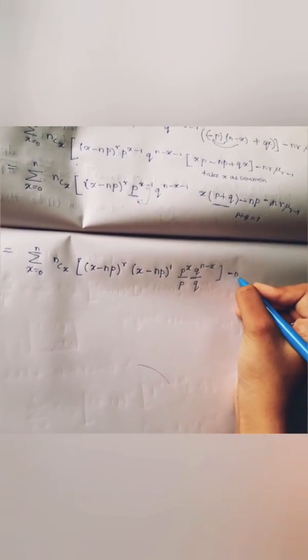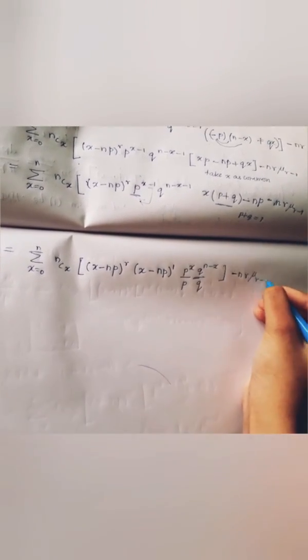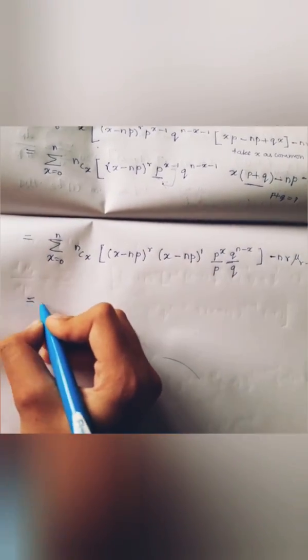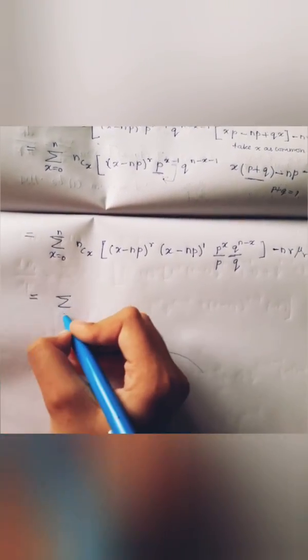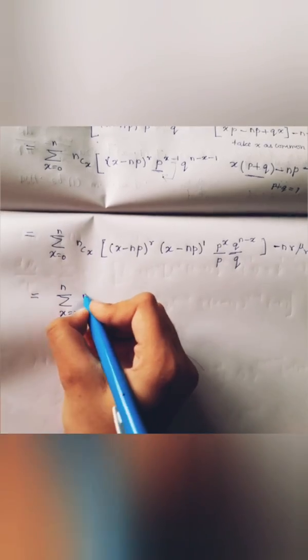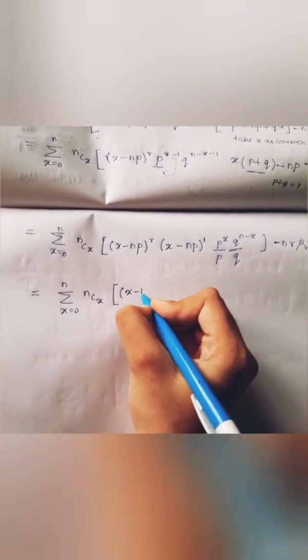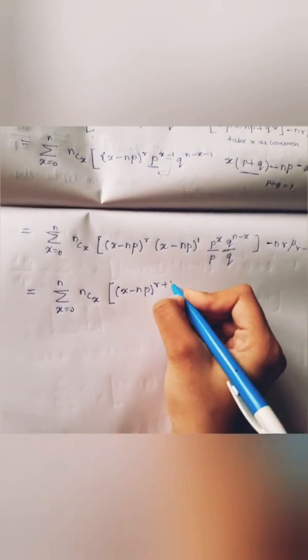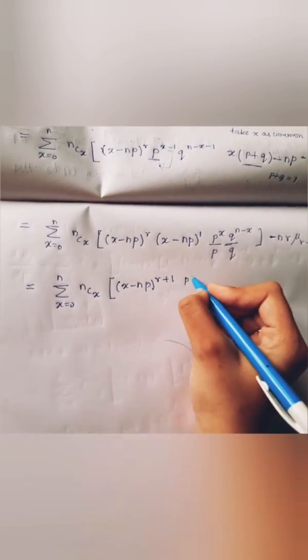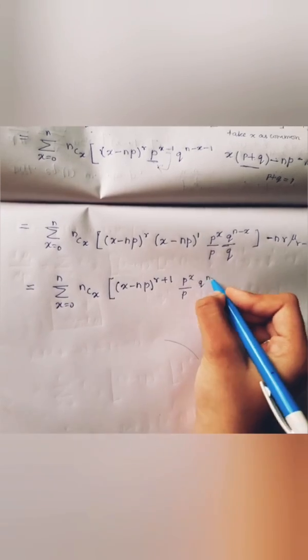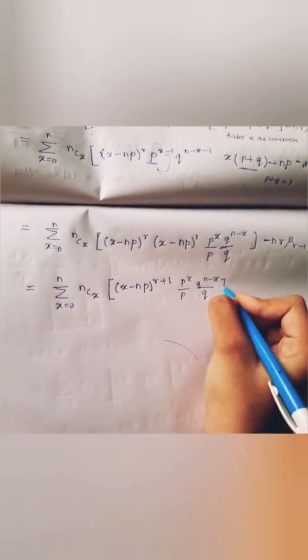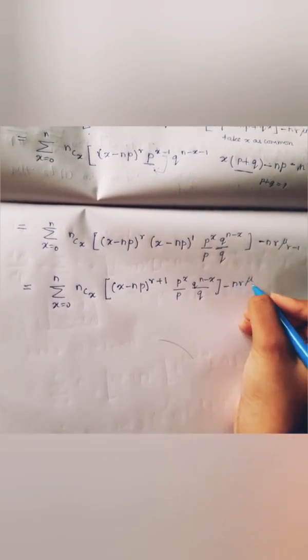Then minus n r mu r minus 1. For this, summation x equal to 0 to n nC x, this base is the same, so the power will be added, r plus 1. Then p power x divided by p, q power n minus x divided by q. Then minus n r mu r minus 1.